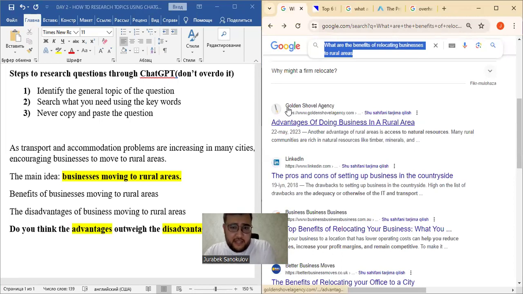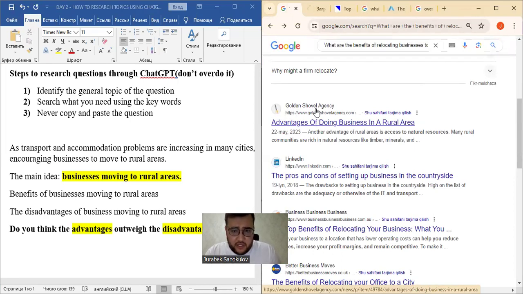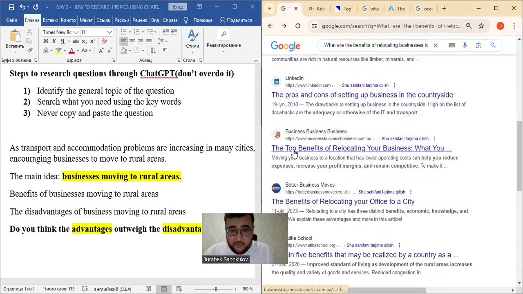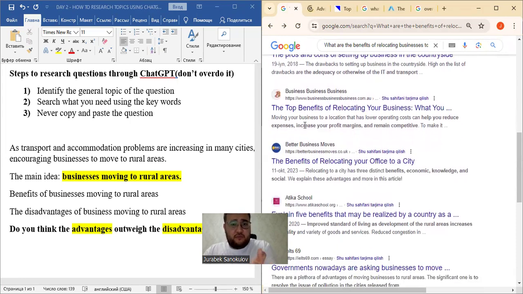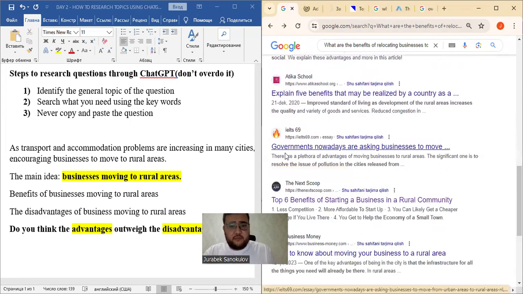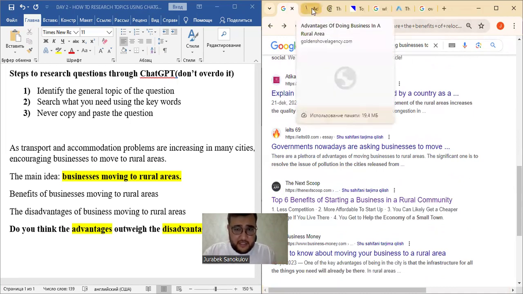So we can read this, Golden Shovel Agency. Okay, we can read that. LinkedIn, we can read that as well. So this one as well. So here you see, this one, you should ignore. IELTS 69. Just ignore it because it's about IELTS. You're not going to find a lot of things that are useful on these websites.